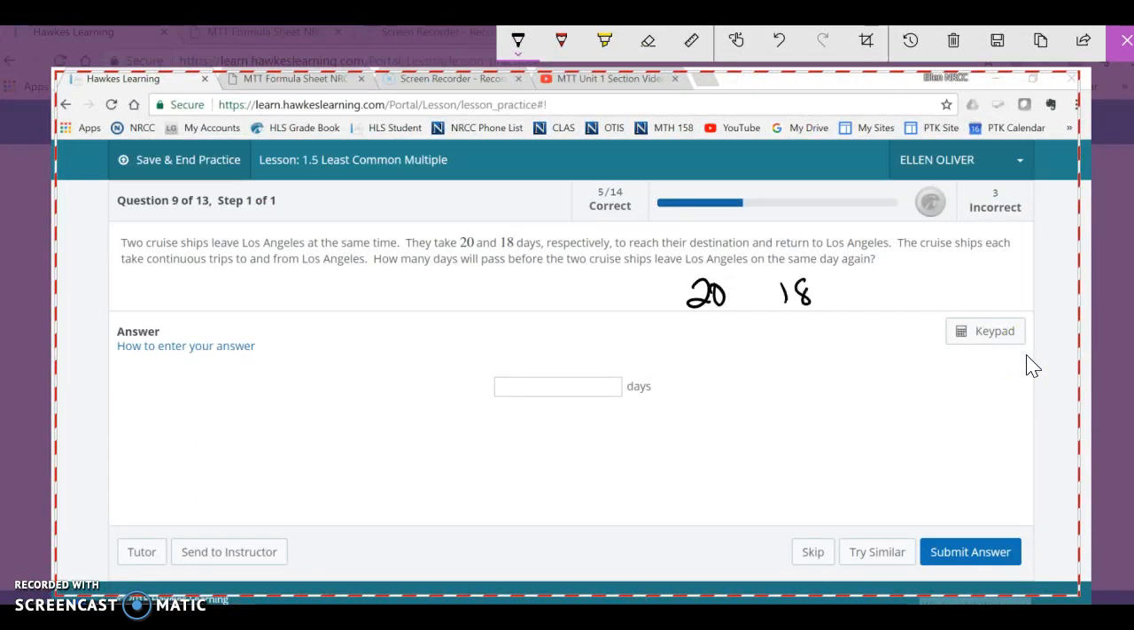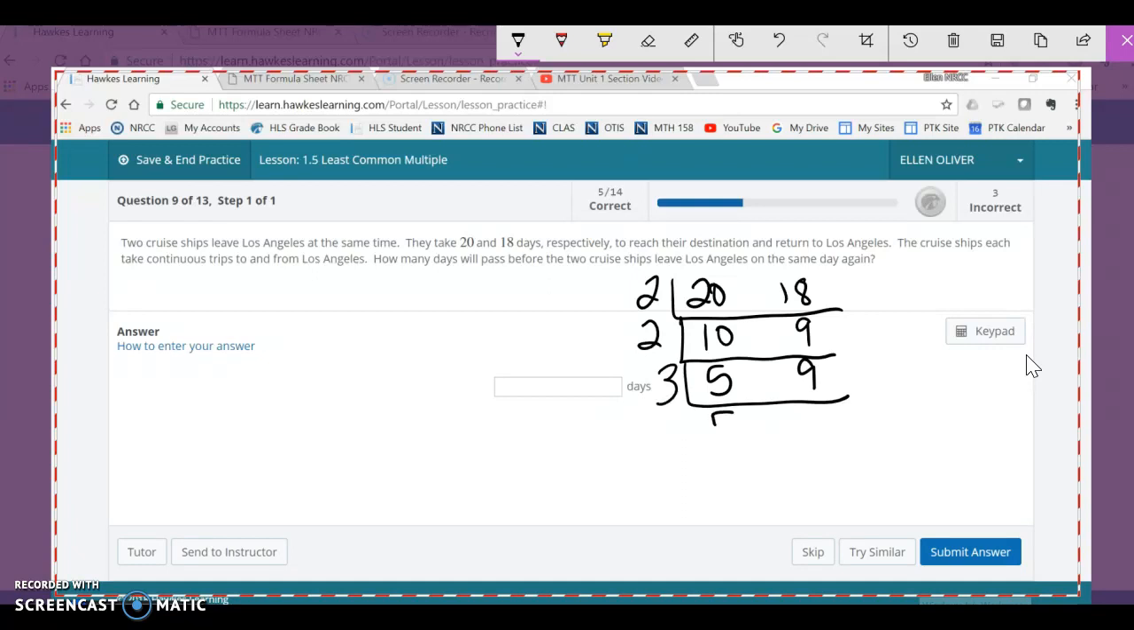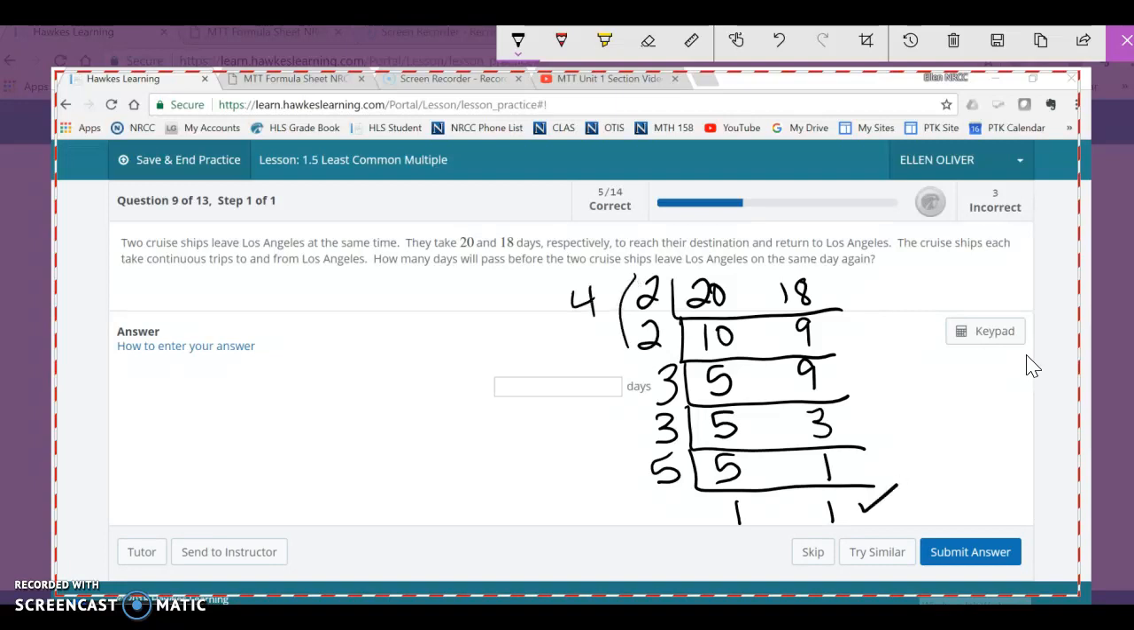I'll do it one more time, even though you've seen it. This one's going to be longer. 2 goes in 10 times and 9 times. 2 goes in 5 times, doesn't go in. 2, I can't put in again, I'm done. 3 does not go in, goes in 3 times. One more time for 3, does not go in, goes in once. Drop that 1. 5 goes in once. Done. It's going to be 4 times 9 times 5.